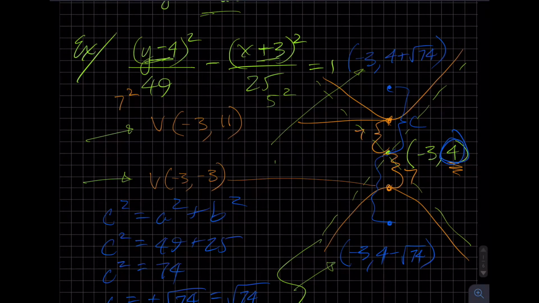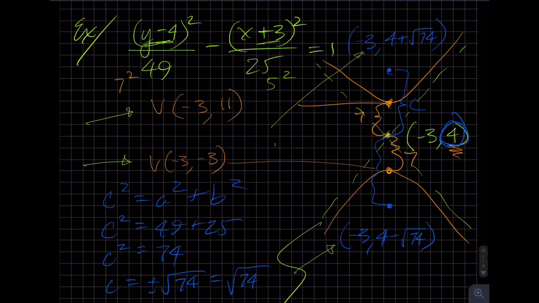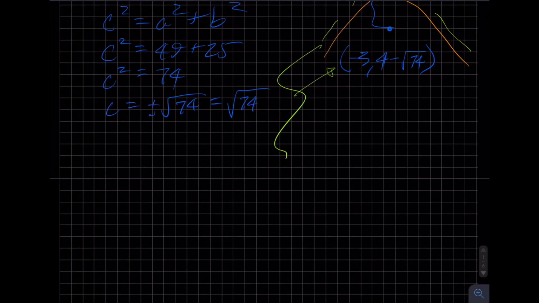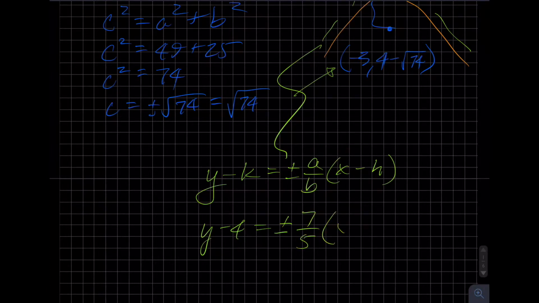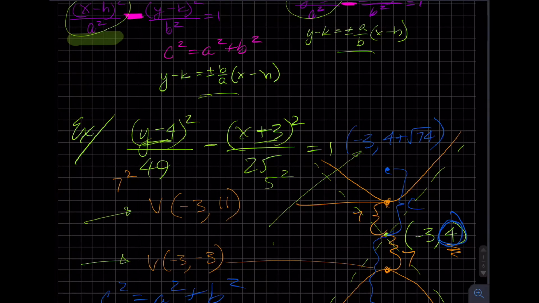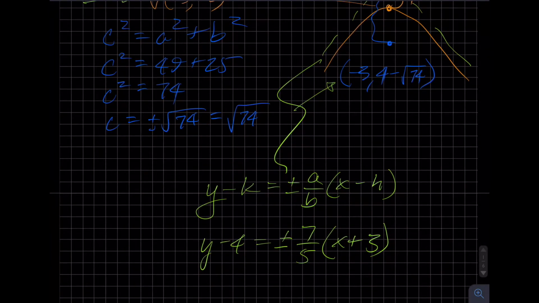So since this is a vertically aligned or vertical hyperbola, you're going to use this version of the asymptote formula. Y minus k equals, there's going to be an x minus h over here, but the coefficient is going to be plus or minus a over b. And so that gives us y minus 4 equals plus or minus, I think it was, what, 7 over 5 times x plus 3. Yeah, 7 over 5, excuse me. And so that's the correct answer. All right, so what's the next question?